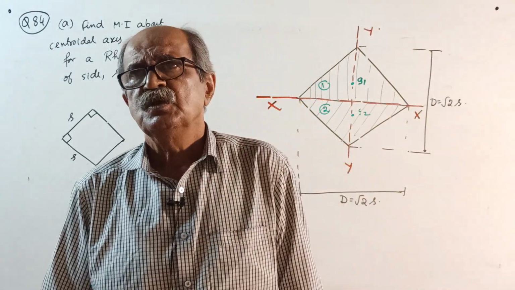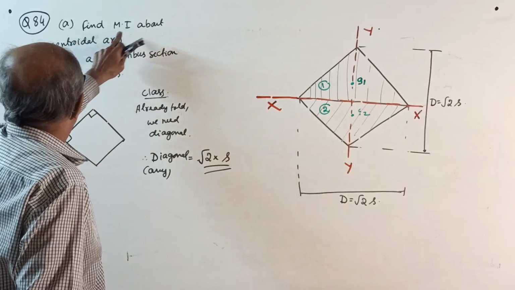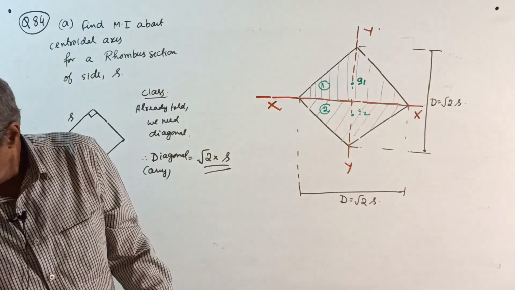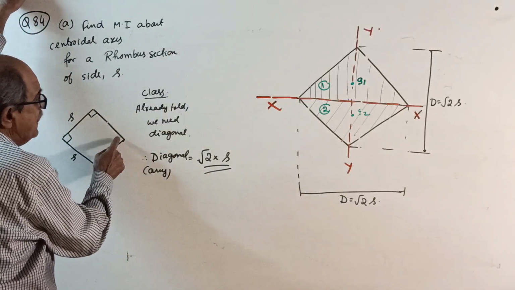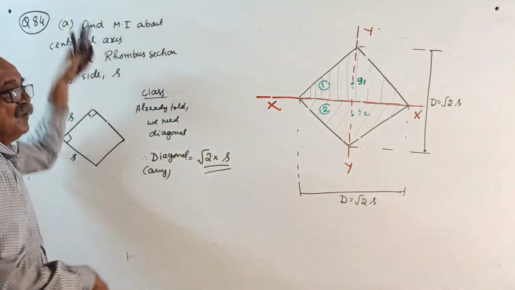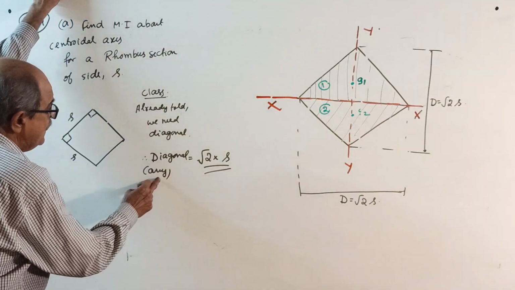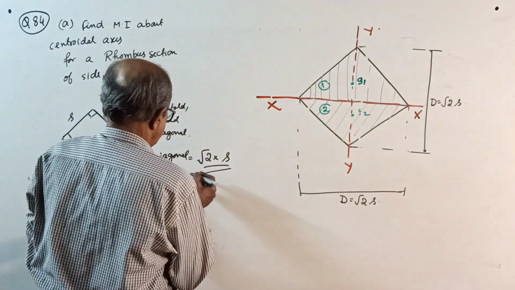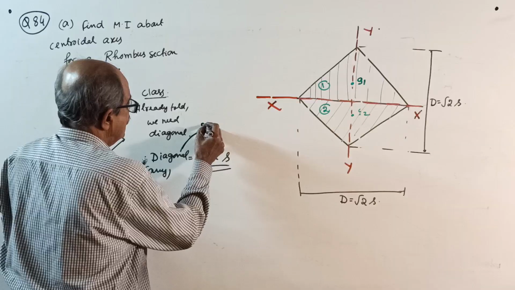Now, question 84A. Find moment of inertia about centroidal axis for a rhombus section of side S. Start. Rhombus I told, side S, all sides are equal, angle 90, not a rhombus section, class. I already told, for finding moment of inertia you require the diagonal. So any diagonal equals root 2 times S. Say any diagonal D.